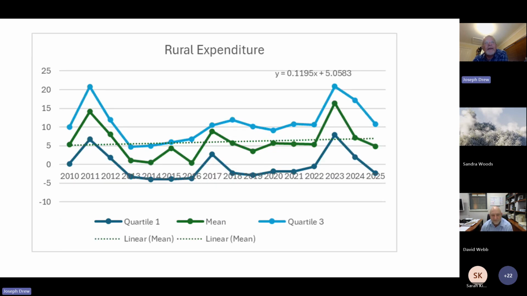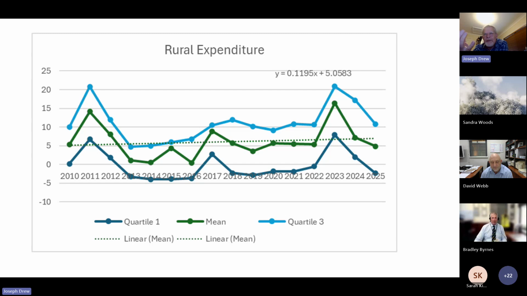Now let's have a look at the expenditure side. So you'll recall that on the revenue side, things were negative last year. The year before, they were almost 0. Have a look at this.